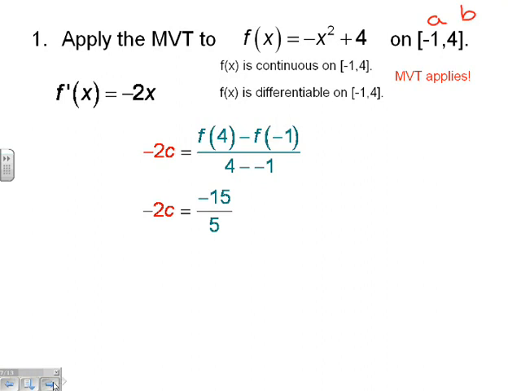Pretty easy mathematics. We're going to get negative 15 for our numerator, 5 for our denominator. Finish solving by dividing, and we come up with our c value being 3 halves. Plug in 4. Okay, you see it? So c is 3 halves. And again, c would be our critical value.